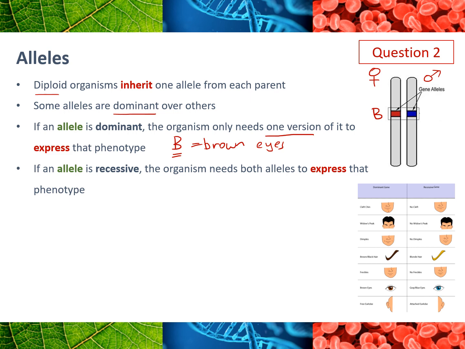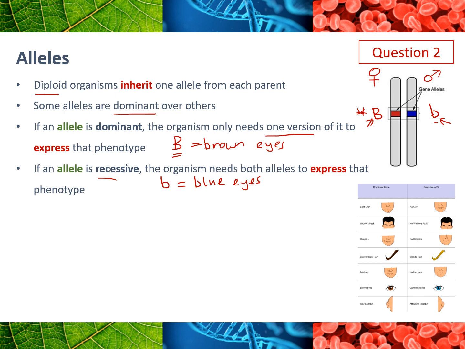You can also have a recessive allele, which means that you would need to have both versions. You'd need to have two of that allele to have that trait. So if we go back to our example, let's say lowercase b is blue eyes. Okay? So in this example, I got the brown-eyed allele from mum. I got the blue-eyed allele from my father. This person would have brown eyes because you only need one of that dominant allele to have that trait.